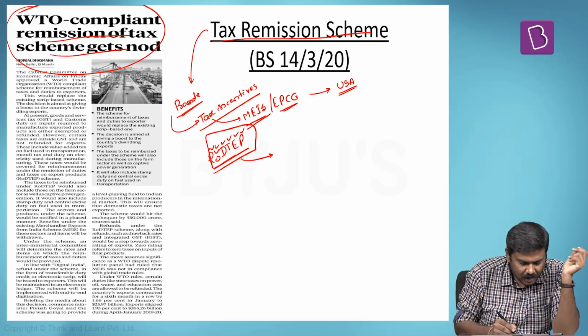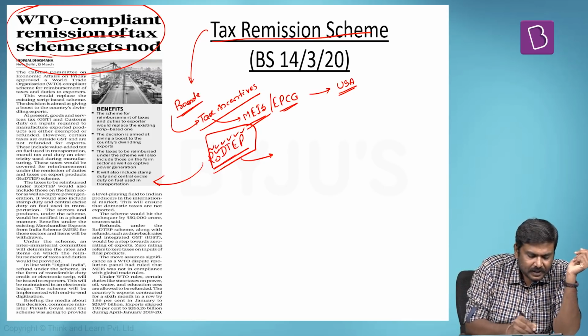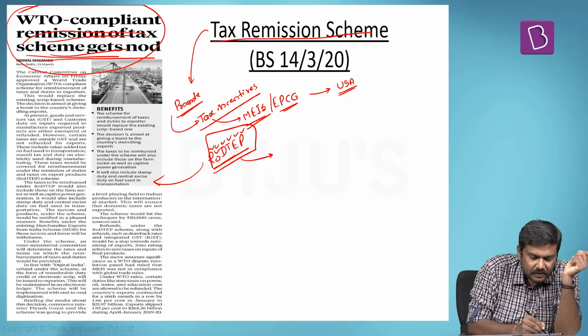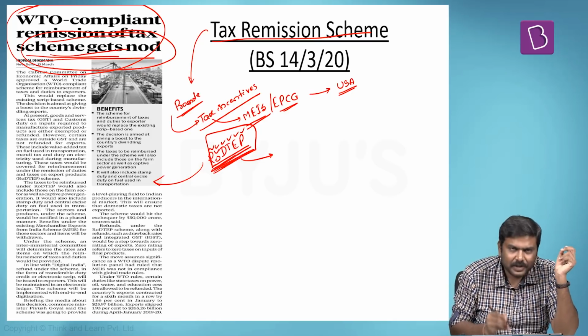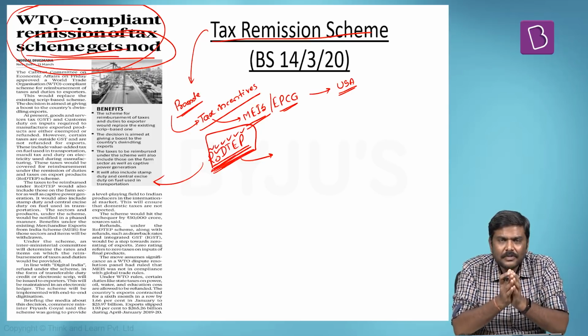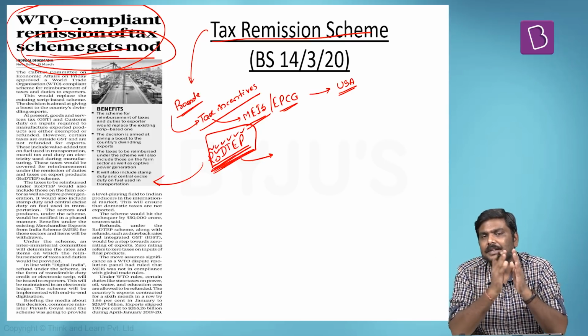Now what is given in the article? Basically understand this. Government of India has stated that this particular scheme will be implemented very soon. It has received the nod of the government of India. But more importantly, the article mentions that this scheme of RODTEP will be much more inclusive, covering many more types of taxes under its ambit. Now what do you mean by this?